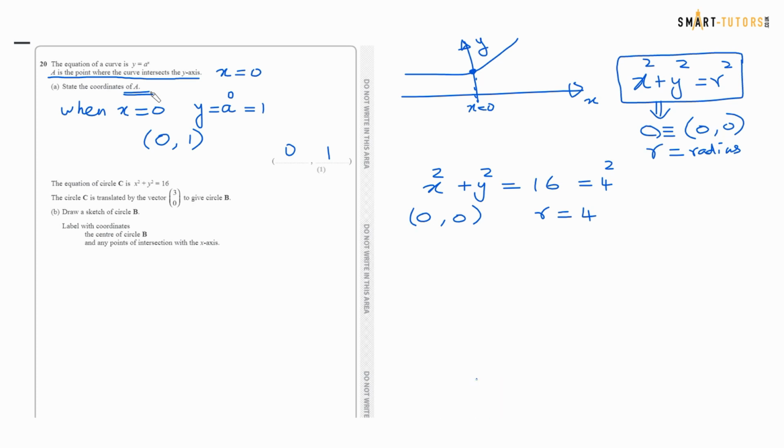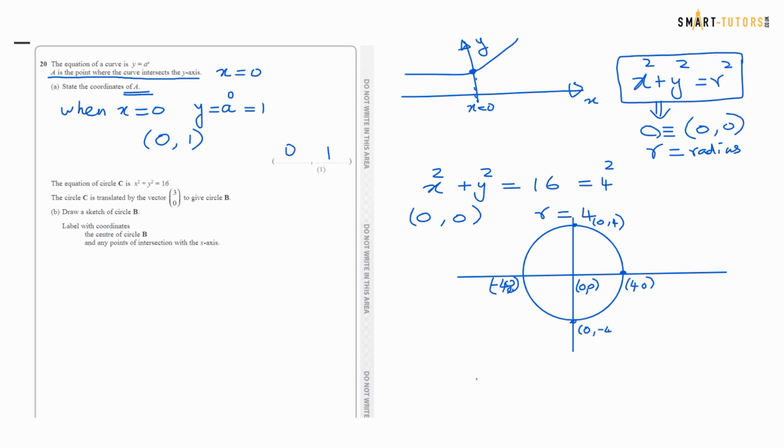R has to be in a square form. Okay, so if this is the case, the circle has radius 4 and the center point 0, 0. So radius 4 means this has to be 4, 0 and this has to be minus 4, 0. And this has to be 0, 4 and this has to be 0, minus 4.